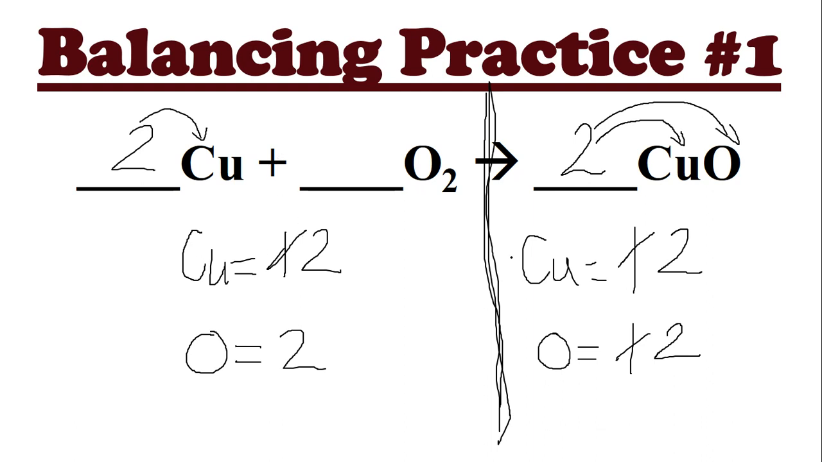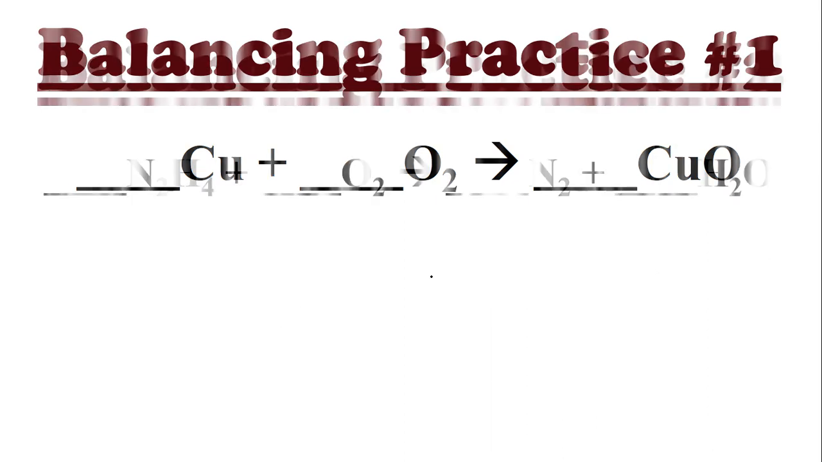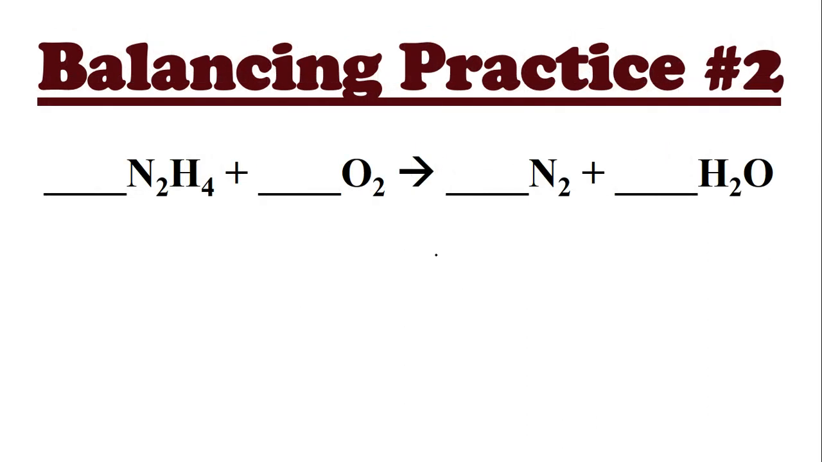Now we have to look. Are Cu's equal? Yes. Are O's equal? Yes. But we have this empty spot here. When you have everything equal, but you still have empty spots, you're going to write the number 1. Usually chemists leave it off because they're lazy and it's just an understood one. But while balancing, just go ahead and place the 1 so it's easier to understand. All right, let's do our second one. All right, here we go.